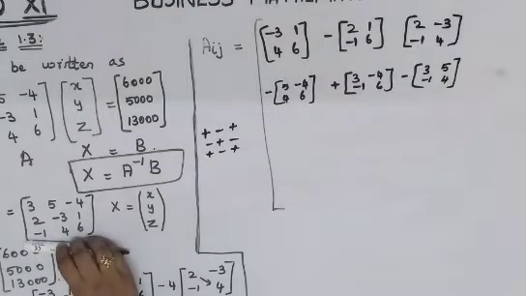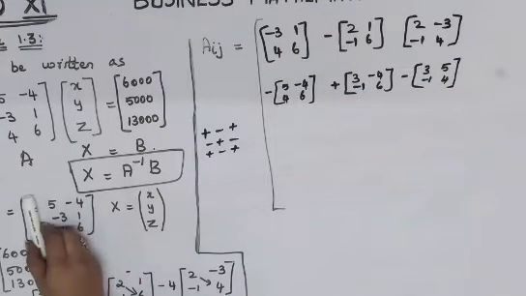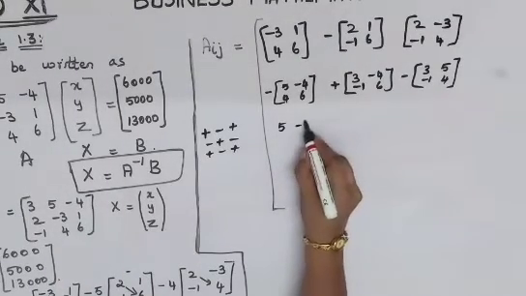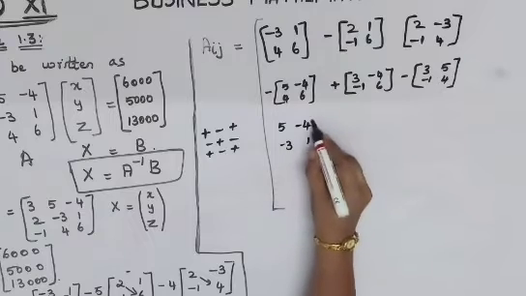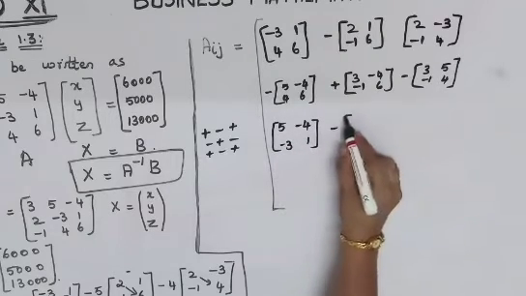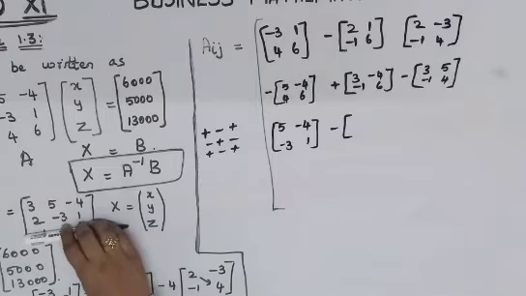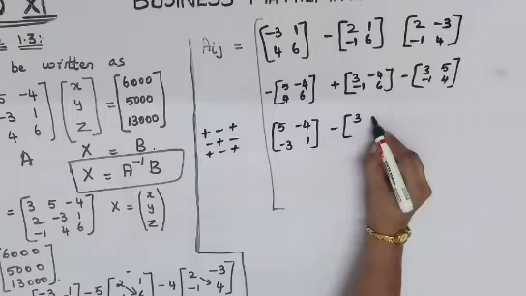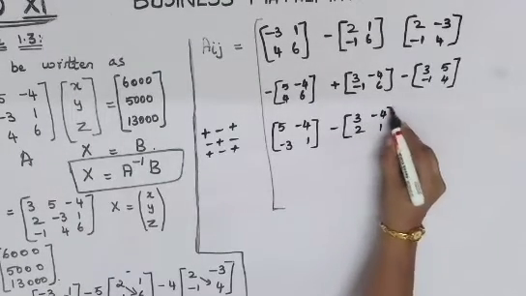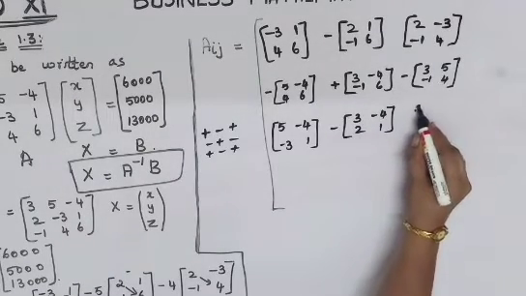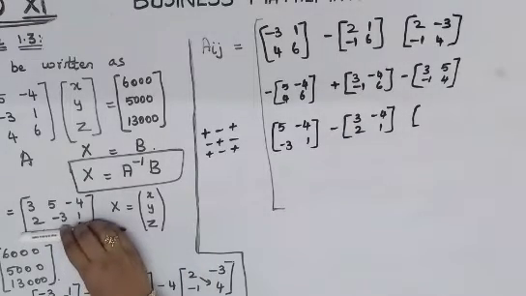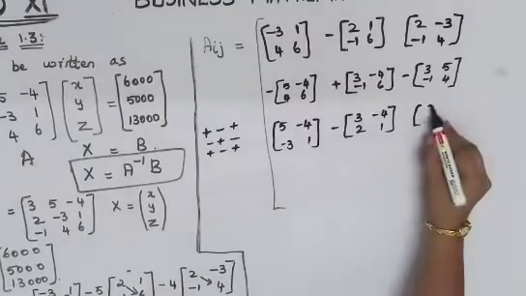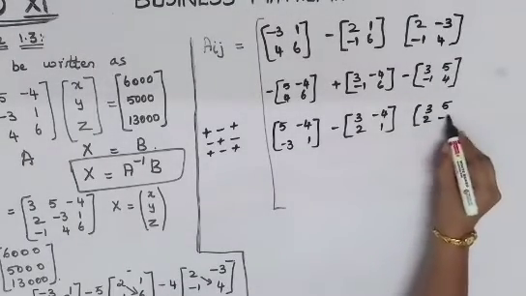Third row, minus 1. Minor of minus 1 is this row and this column, you will have to eliminate it. 5 minus 4 minus 3 1. Then minus, open your bracket. This row and this column: 3 minus 4 2 1. Then minor of 6 you will have to find. That is last row, last column: 3 5 2 minus 3.